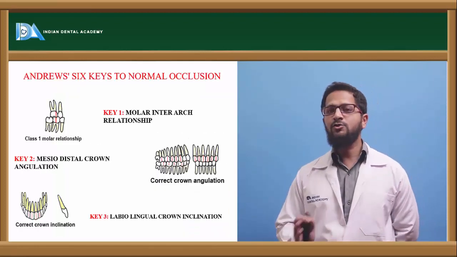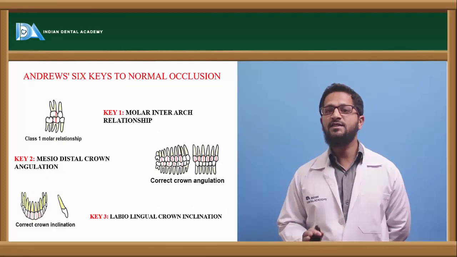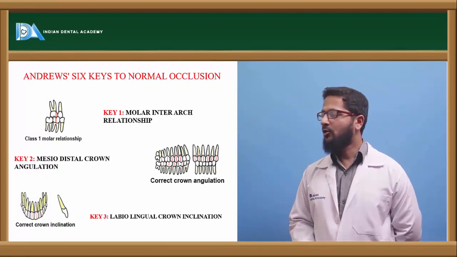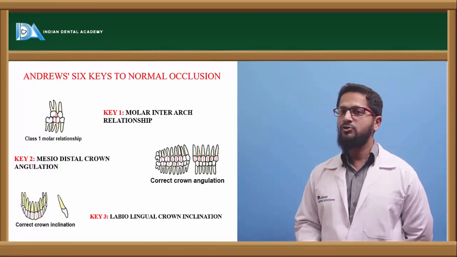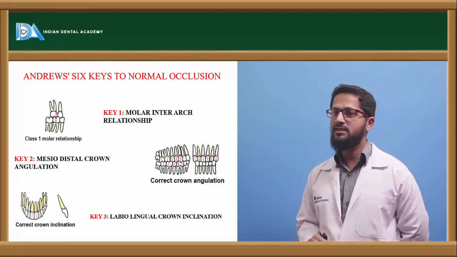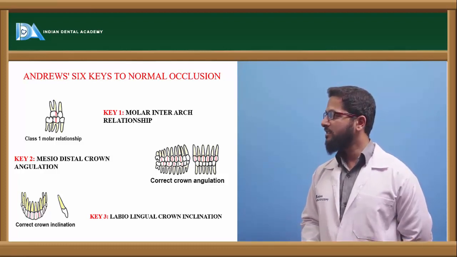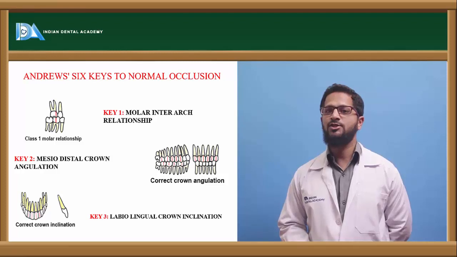Now to describe this normal occlusion, Andrews gave 6 keys of normal occlusion. According to him, for a normal occlusion to exist, it should have these 6 keys compulsorily. The first key is molar inter-arch relationship.